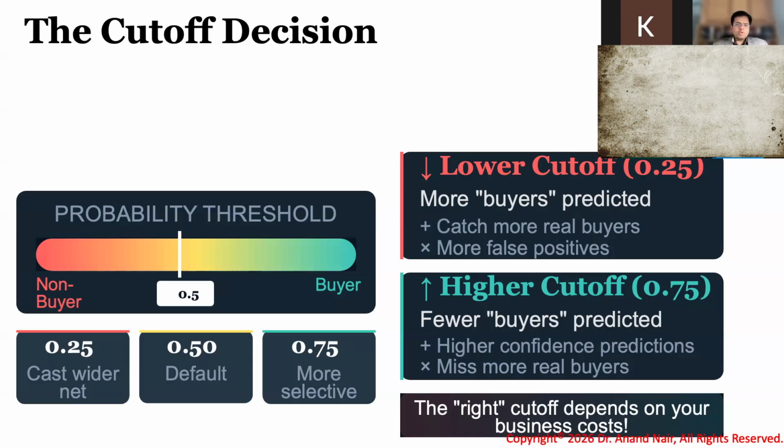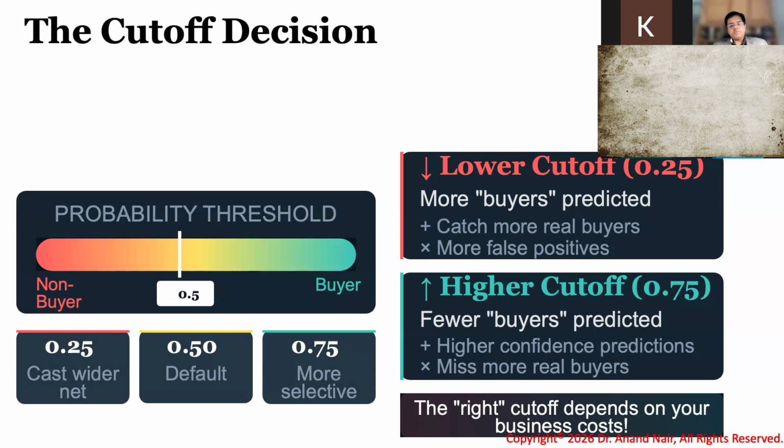But what if you really don't want to miss potential buyers, like we just talked about in the previous case, if they are highly profitable buyers? Then what we will do is lower the cutoff. We'll go from 0.5 to, let's say, 0.25. We'll cast a wider net so that we don't miss any buyer. The drawback of this is that we will end up spending more money because we are now thinking many more buyers exist. Some of them may not be buyers. So this will create more false positives, something we need to be aware of.